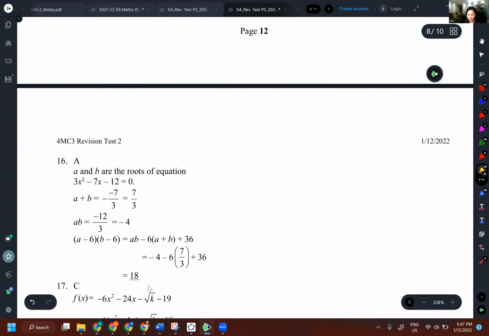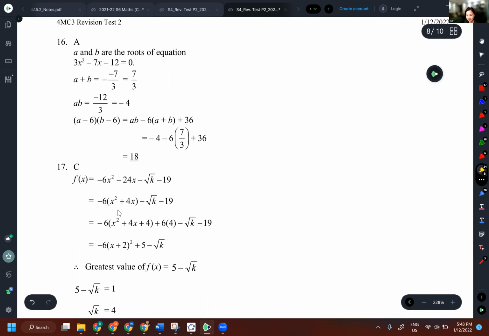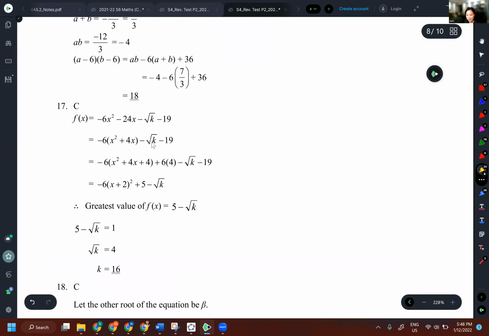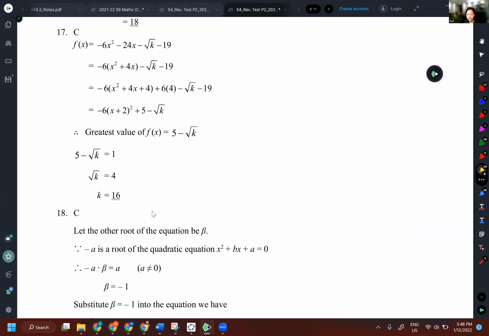Don't know. Don't know. 14 or 16. Sum of roots, product of roots. 17. Completing the square. Take out -6. Add 4 minus 4. And then the greatest value. That is the largest value, the maximum. And then you get k equals 16.